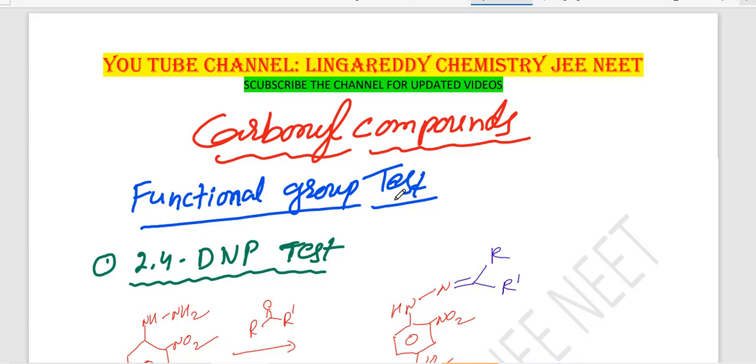Carbonyl compounds functional group test. What are the carbonyl compounds? Aldehydes and ketones. These are carbonyl compounds functional group tests.